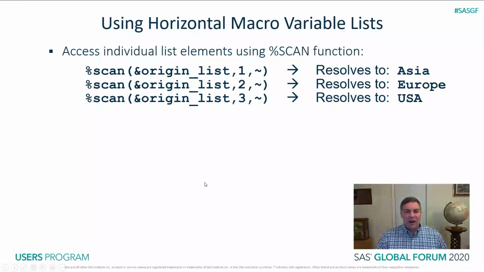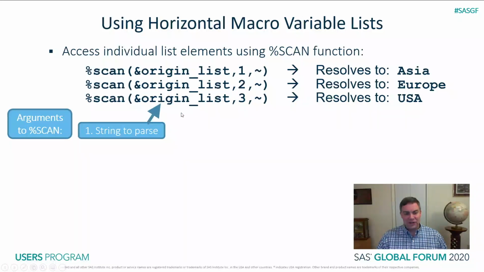So first, let's talk about how we actually use a horizontal macro variable list. How do we actually access the individual elements? Well, there are several ways, but what I typically do is use the %scan macro function. The %scan macro function lets us parse the list and pluck off a specific element based on knowing which number of element we want. So the first argument to the %scan function is simply a string that you want to parse. In this case, it's going to be our horizontal macro variable list, which is all stored in one macro variable. Let's suppose it's called origin list. So here we have ampersand origin list, which is a reference to that macro variable.